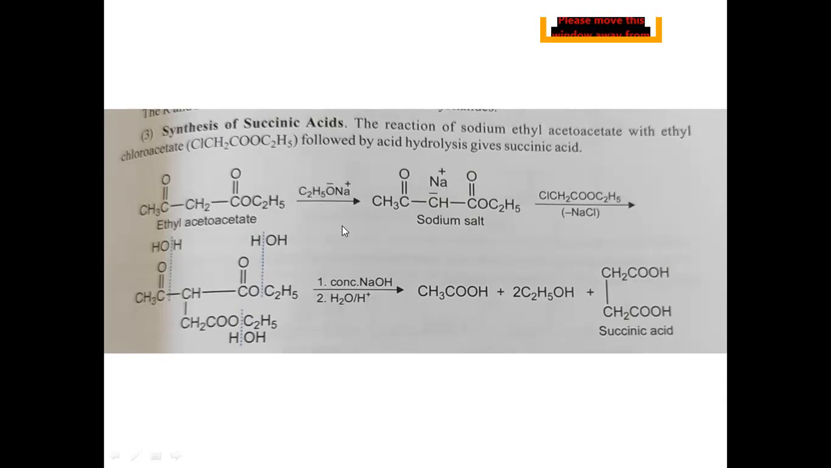In this way, starting with ethyl acetoacetate, it will be converted into sodium salt, which is reacted with ethyl chloroacetate and followed by acid hydrolysis. Acid hydrolysis with the help of concentrated NaOH followed by hydrolysis with HCl. Two steps are there. HCl and decarboxylation occurs here. So in this way, you will get succinic acid starting from that.